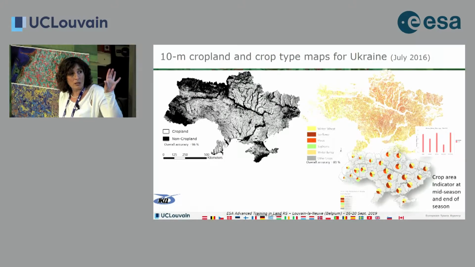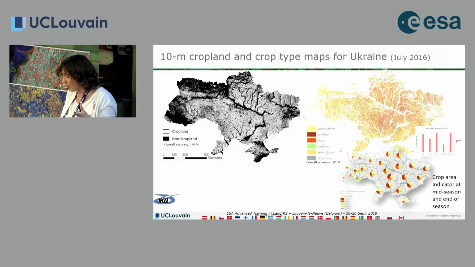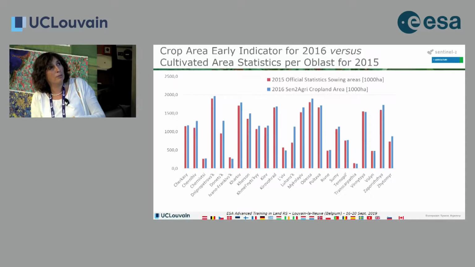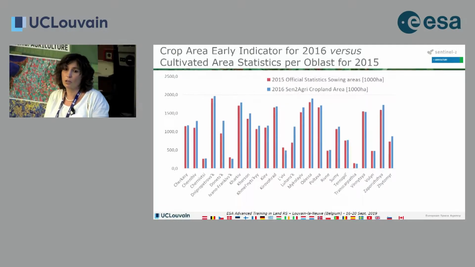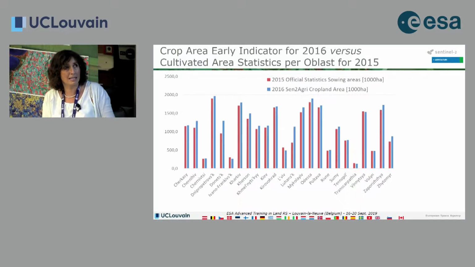During the meeting we had in Ukraine with the different stakeholders, one of them was the Ministry of Agriculture, and they were rather impressed. And so they proposed that we compare our results with their statistics at the cropland level. The crop type information was not shared. But at the cropland level, we compared the official statistics for 2015 with the cropland area for 2016 that we derived from Sen2Agri, and this comparison was by oblast.